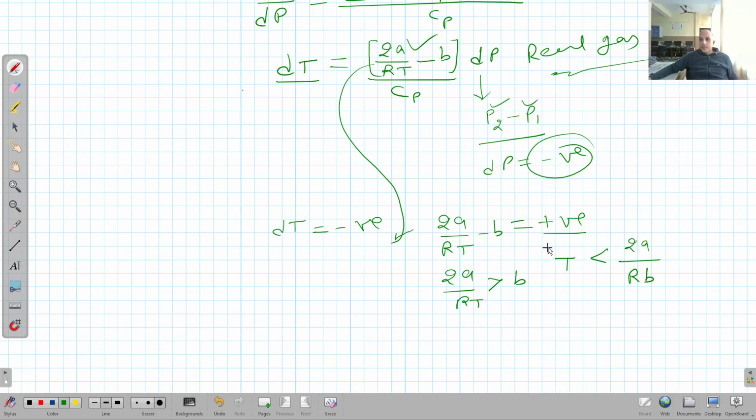Clear? T must be less than 2a upon RB. Right? So if the temperature is less than this temperature, then the gas will show cooling effect. dT is negative. Now the second situation.